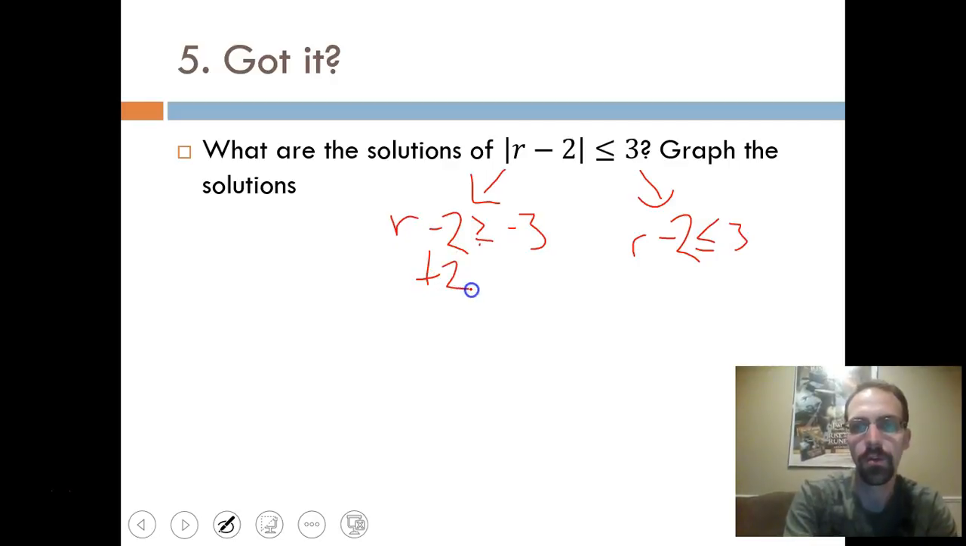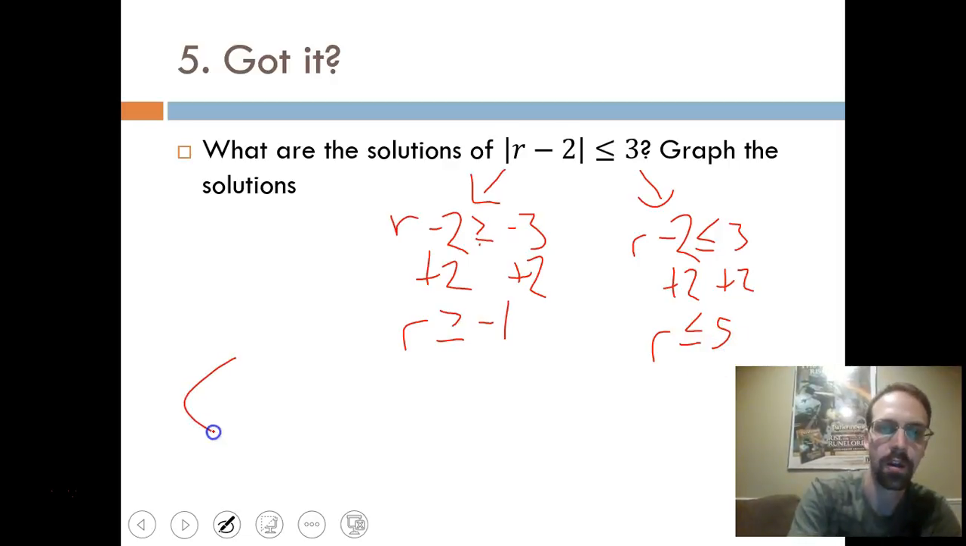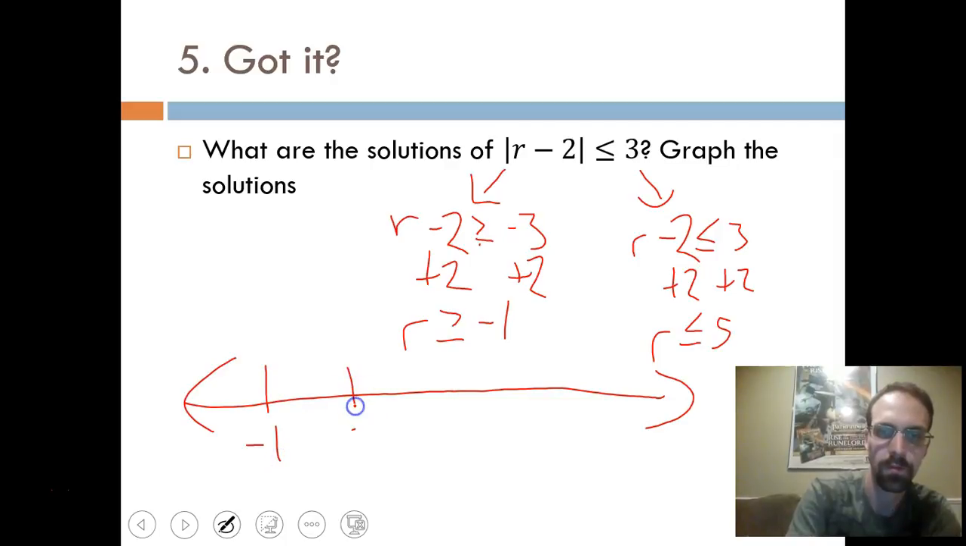So now I add 2 on both sides. And I get r is greater than or equal to negative 1. Add 2 on both sides here. And you get r is less than or equal to 5. Graph it on a number line. Negative 1, 0. Closed dot, and then you shade between them.